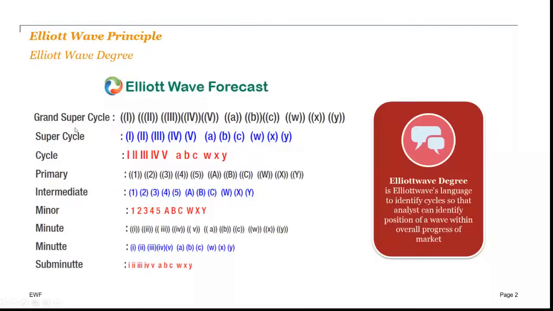This is typically found in the larger time frames because it is the largest degree. When we are talking about grand supercycle and supercycle, they are usually found in the weekly and daily time frames. Then cycle, primary, and intermediate are between daily and 4 hour. And the lower the degree, the lower the time frame that you will find it in.